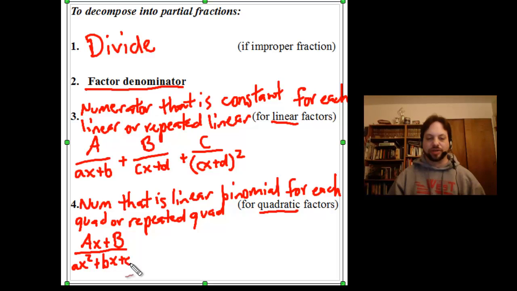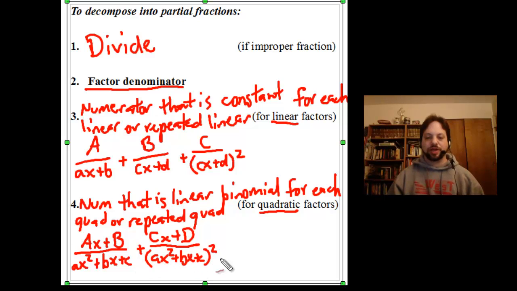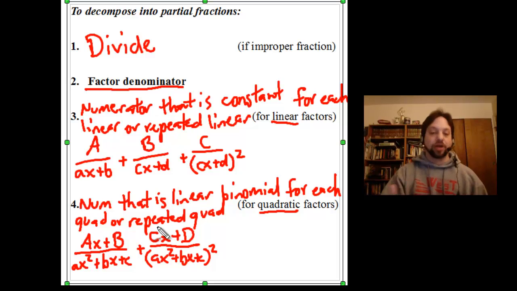So here's the first quadratic factor. Maybe there's only one quadratic factor. It repeats, let's say. So we would end up with this then. Of course, every quadratic factor or repeated quadratic factor would get its own linear binomial, and then we would go ahead and start using some algorithms to break our fraction down to do a partial fraction decomposition.